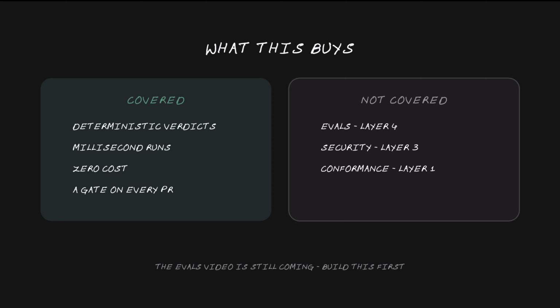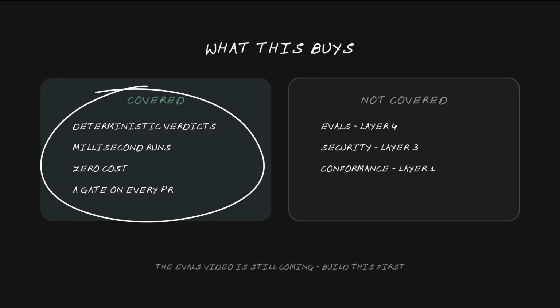Now let's put everything together. So in a nutshell, this contract test suite is deterministic. It runs in milliseconds and it costs you nothing, which means it can run on every single pull request. So this is regression safety for the fastest moving interface in your stack.